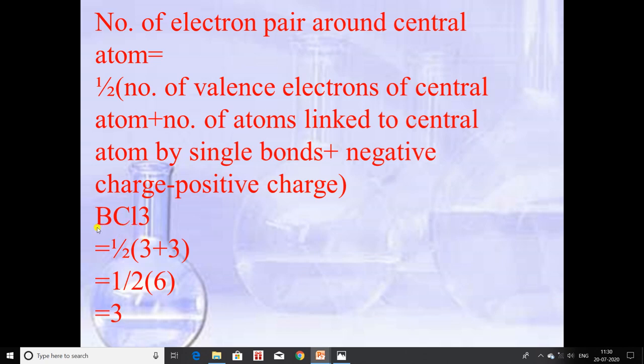Okay. So now the central atom is boron, and the valence electrons of boron are equal to 3. So here you will write 3. Number of atoms attached to boron with single bond is 3, because here there are 3 atoms of chlorine, so 3 plus 3. It is divided by 2 and it comes equal to 3. That means in total there are 3 electron pairs around boron.